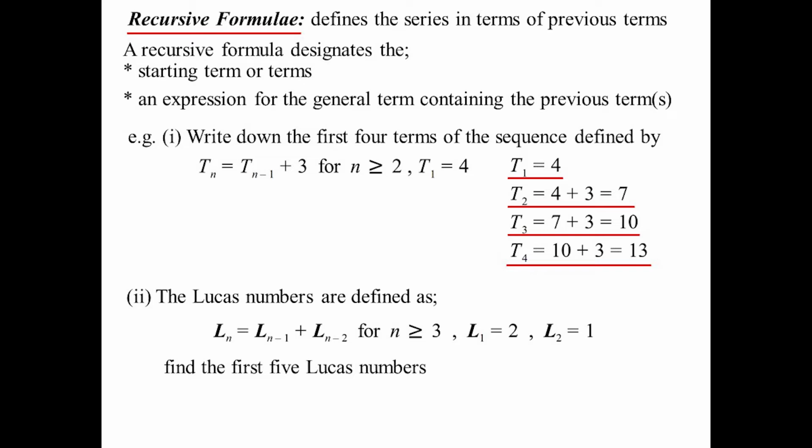So the first term is 2, so that's the first Lucas number, and the second one is 1. So this pattern starts off with 2 and 1. So to get the third one, we add the two previous ones, so we get 3. To get the fourth one, we add the two previous ones, so we get 4. Five we're going to find. So now we'll add the next two, and we get 7, and so on and so on. So that's known as the Lucas series.